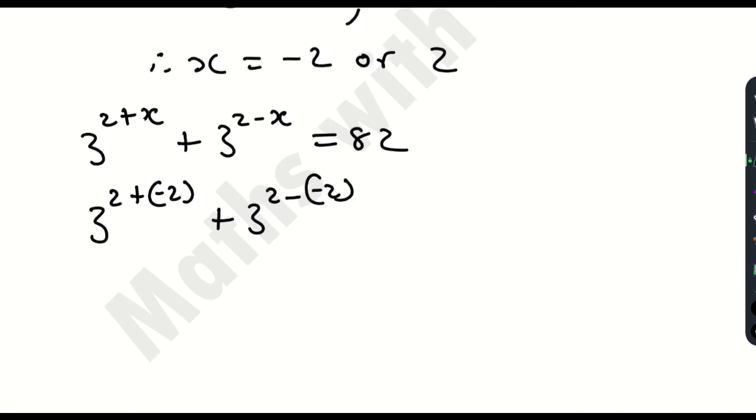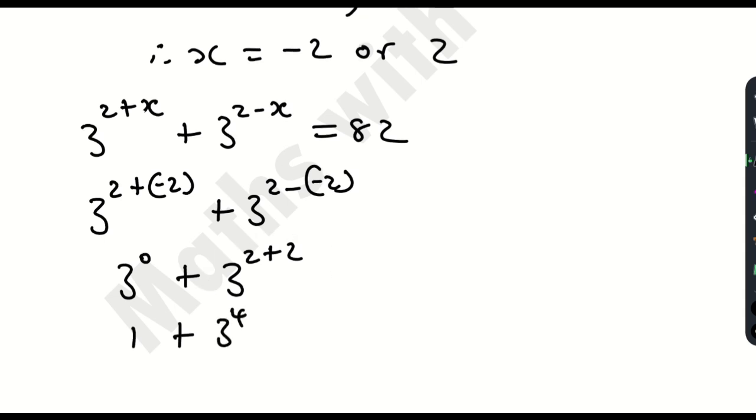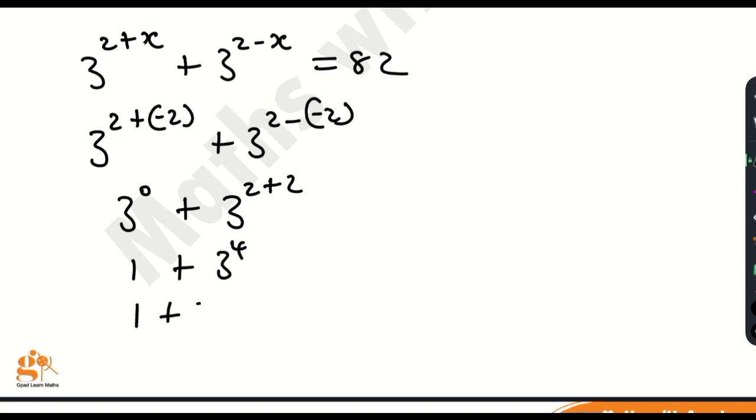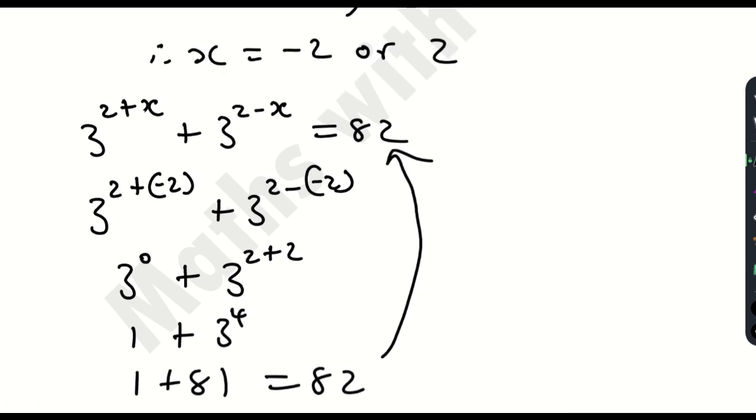Let's do that. What do we have here? 2 plus negative 2 is going to be 0. So you have 3 raised to the power of 0 plus, what about this? This is 3 raised to the power of 2 minus negative 2. We change to plus, so you have 2 plus 2. Okay. 3 raised to the power of 0 is 1. And then this is 3 raised to the power of what? 4. What is 3 raised to the power of 4? That is 81. When you add 1 to 81, you get what? 82, as we have on the right hand side. So we have tested that x is equal to negative 2 satisfies the equation.